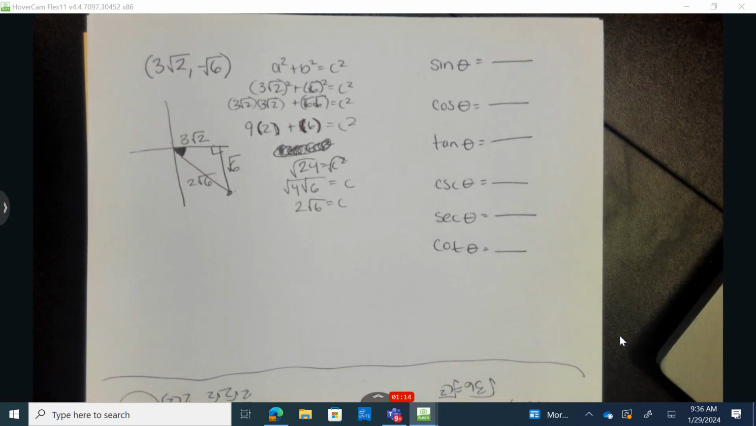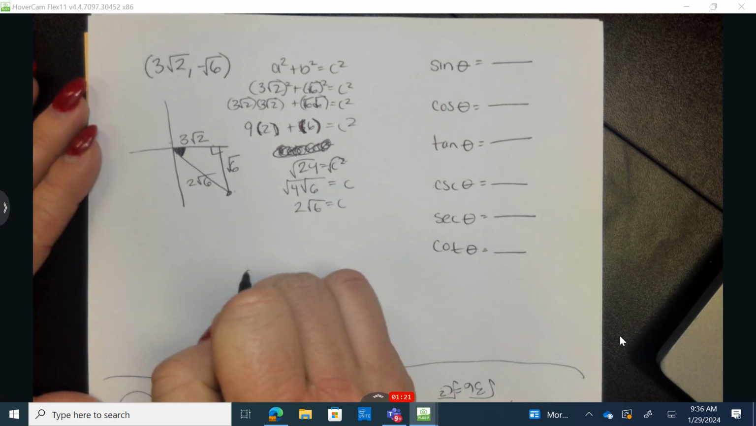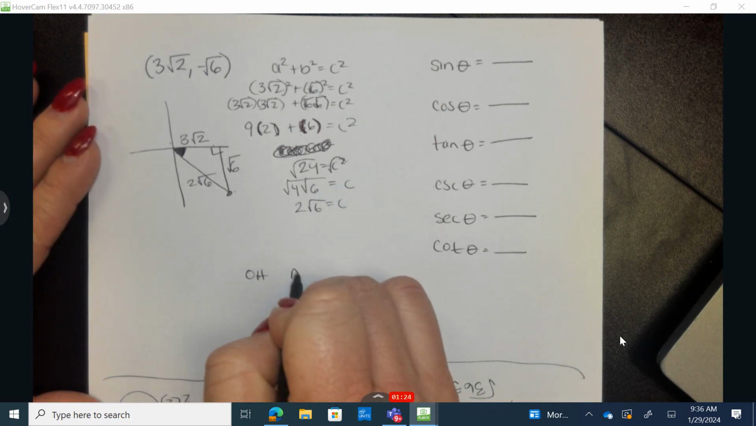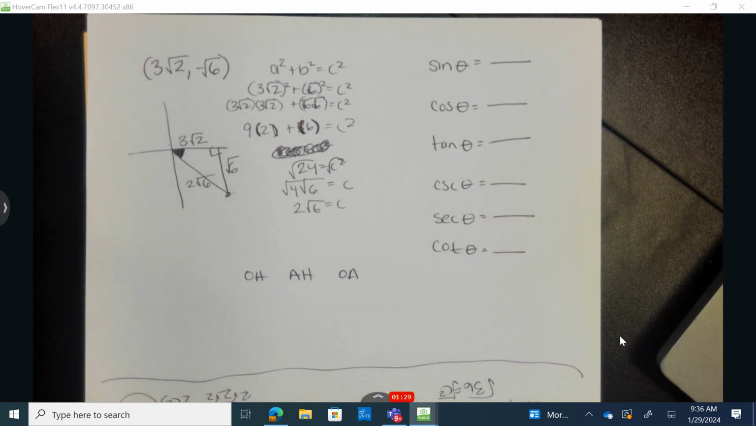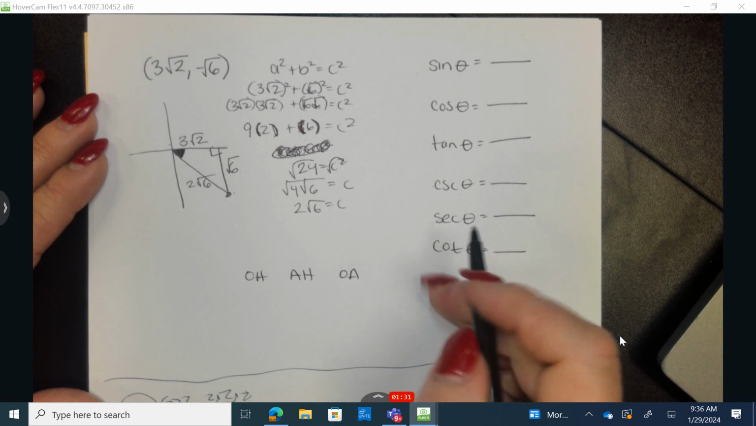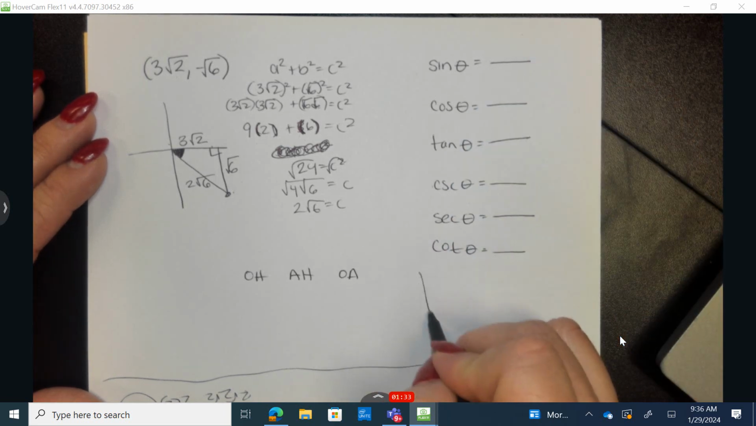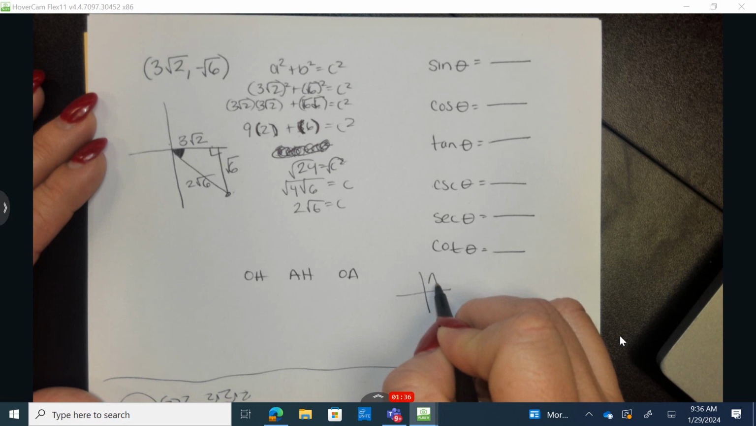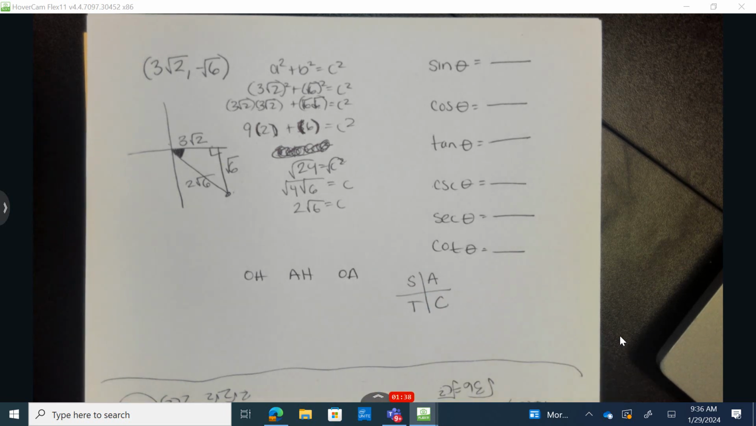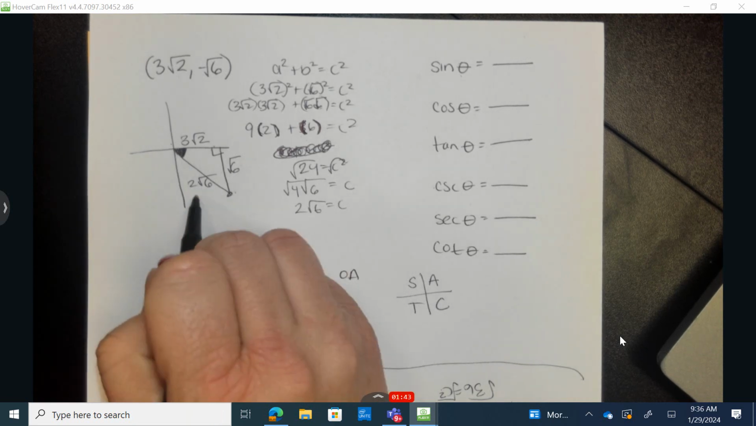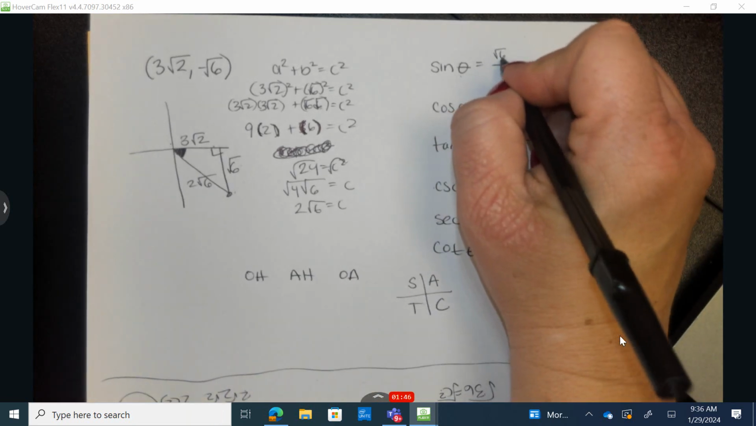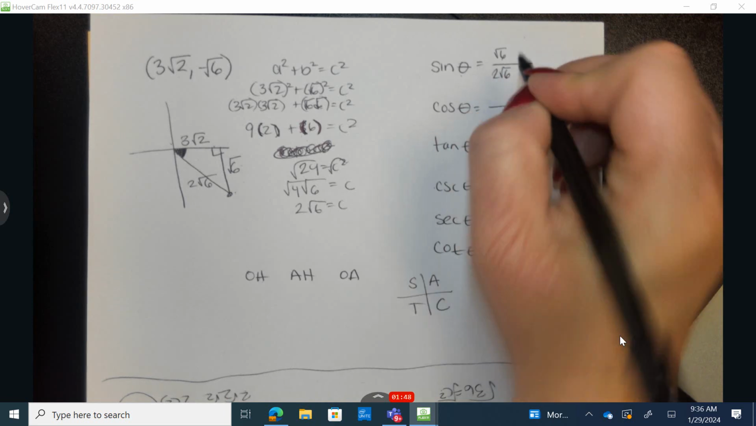Remember, our 6 trig functions are just a ratio. It's looking at a right triangle and choosing two sides and comparing them. So I'm going to use "Oscar had a heap of apples" as a way to remember how to choose the two sides. Then I'll go back later on and choose whether these 6 trig functions are positive or negative, using the acronym "All Star Trig Class." Let's get started with sine. Sine is opposite over hypotenuse. I'm going to come back to this in a little bit.